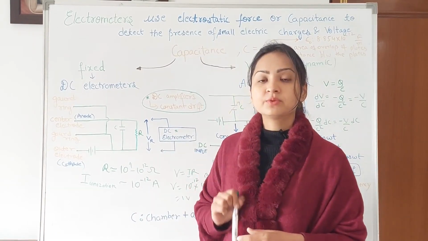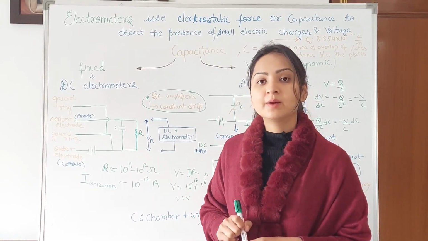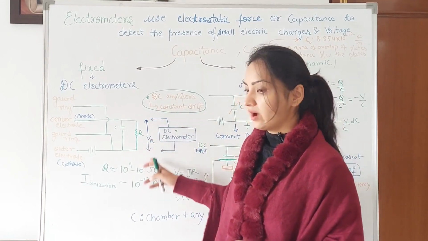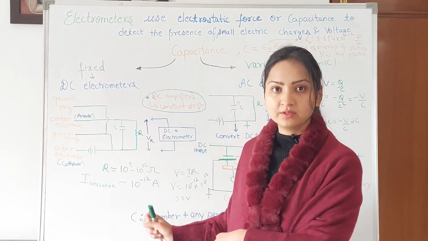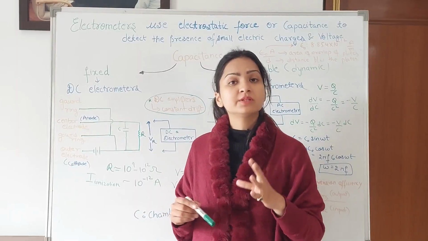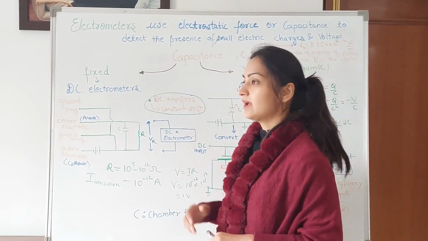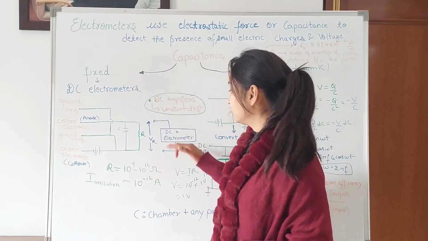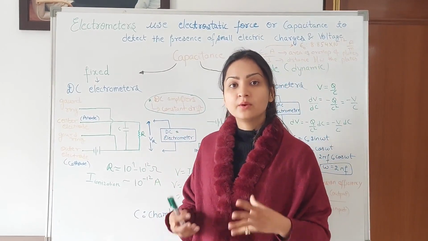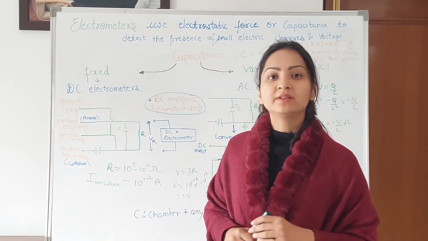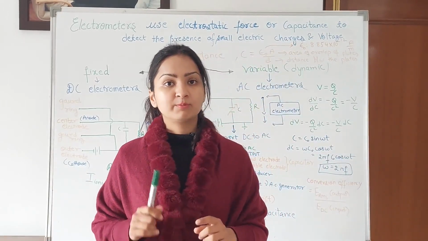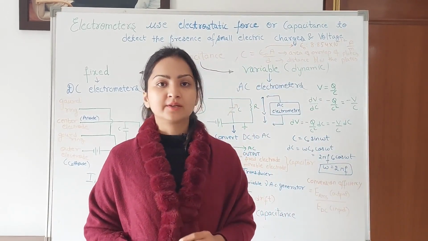So a DC electrometer will be using an inbuilt DC amplifier. Why? Because you have a DC output voltage and not AC. Now this major drawback of drift observed for DC amplifiers within these DC electrometers is rectified or eliminated to a major extent by the use of AC electrometers.